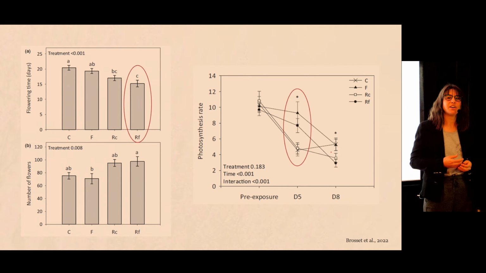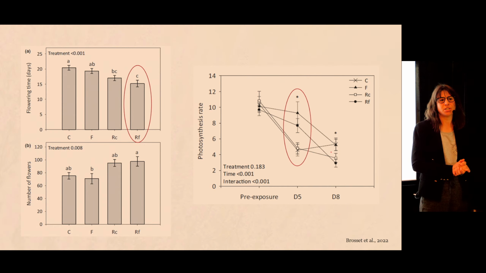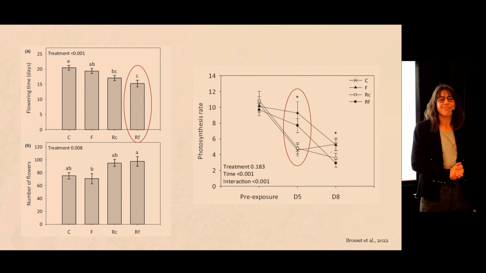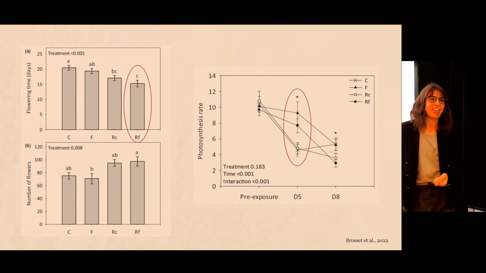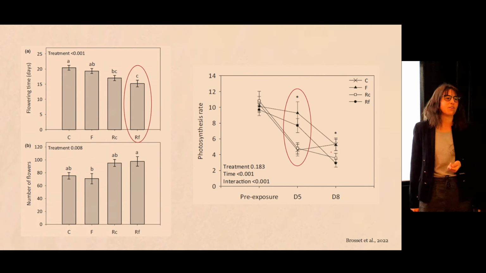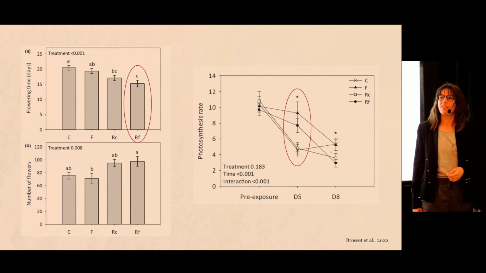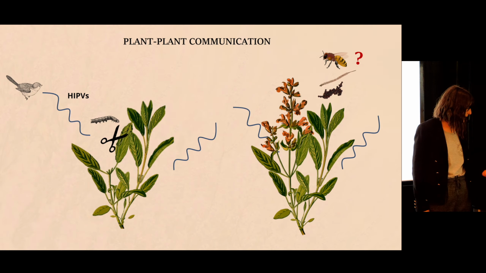And we could see that plants exposed to volatiles from a damaged plant could flower 5 days earlier than the control plant, the untreated plant. And they also produced more flowers. And when I looked at their photosynthesis, just after exposure to the volatiles, they also had a higher photosynthesis rate.